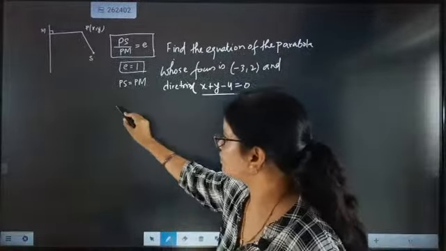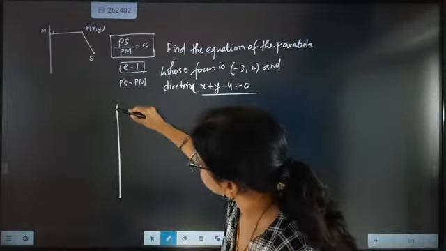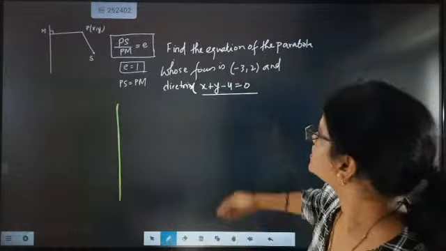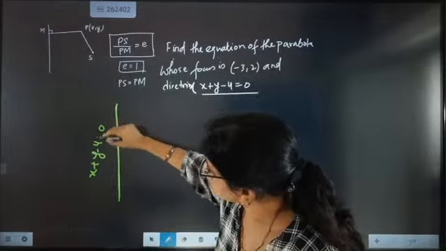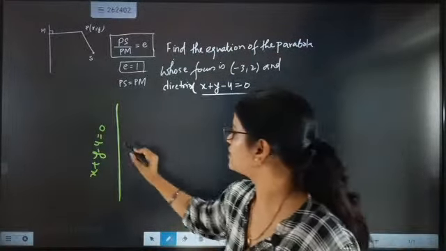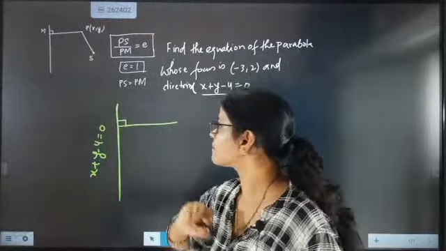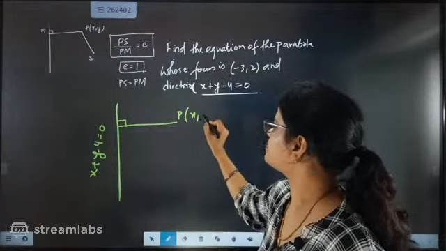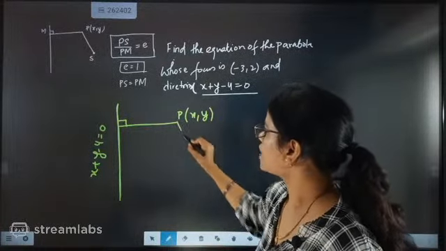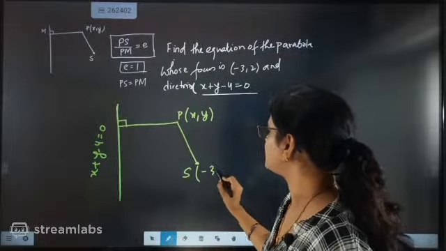First we are going to draw the directrix. This is the directrix line. The directrix equation is x plus y minus 4 equal to 0. After that, we have to draw a perpendicular line, and the point on the parabola is P(x, y). The focus S is (-3, 2).